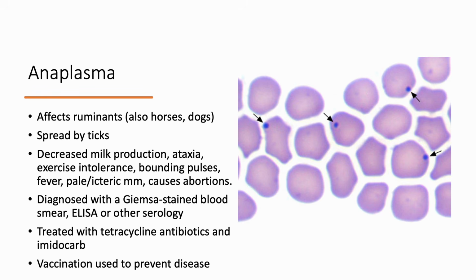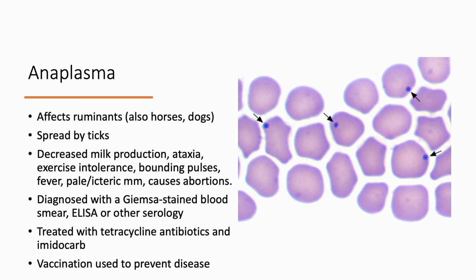Diagnosis is going to be using a Giemsa stained blood smear. We could also use ELISA or other serology to diagnose Anaplasma. Treatment is going to be tetracycline antibiotics or imidocarb. And there is a vaccination to prevent disease.